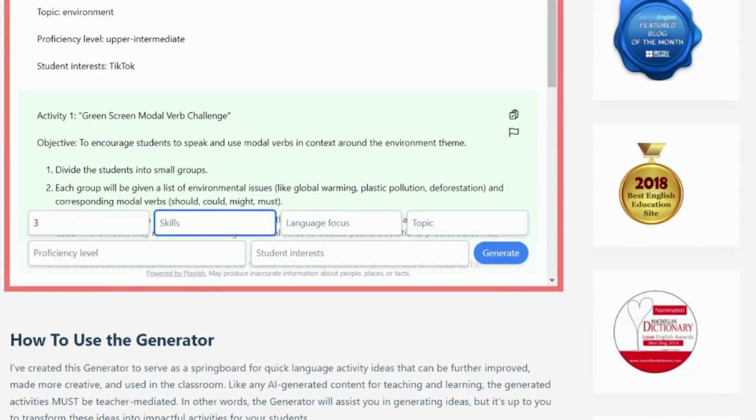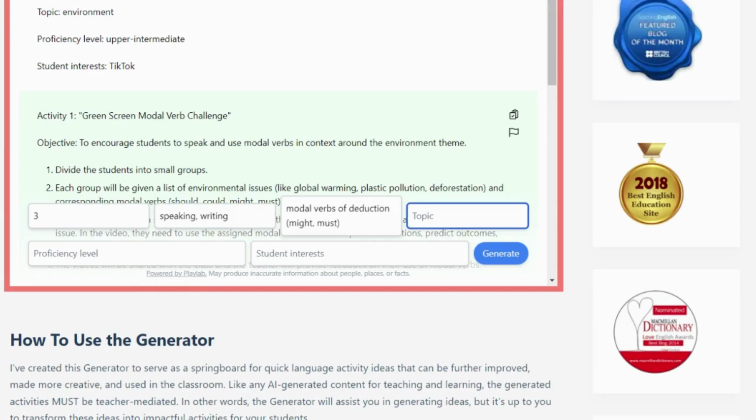If you want to receive more creative activity suggestions, provide additional information to the model. For example, consider including both speaking and writing in the skills section. When specifying modal verbs, be clear about which verbs you mean, such as must, may, and could. While I'll stick with the same topic, you can also introduce a subtopic. The student's proficiency level remains the same.